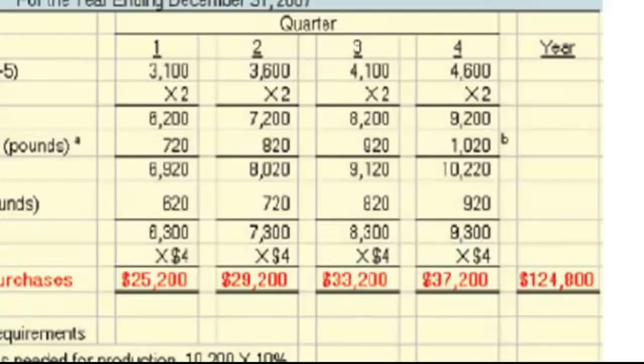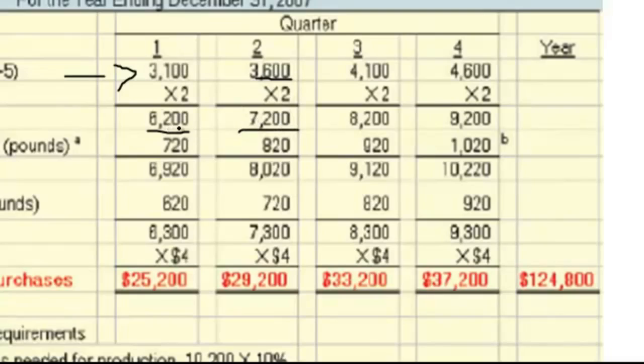Let's go. Here we have units to be produced. Now, this came from the production budget, the one we did before. Remember, we needed 3,100. That's what the production manager says he's going to produce in quarter one. We need 2 pounds per unit. Therefore, we need 6,200. Now, the second quarter, the production manager said he was going to do 3,600. We need 2 pounds, so we need 7,200.